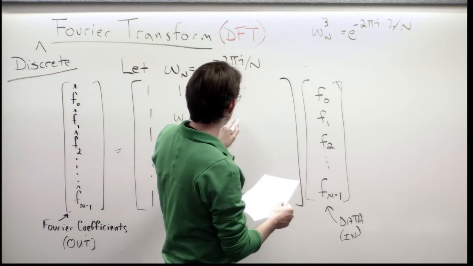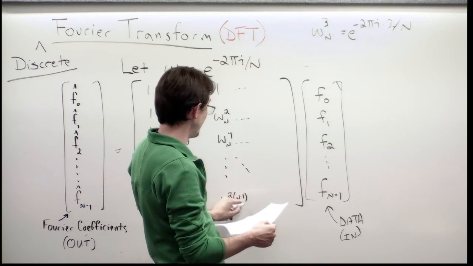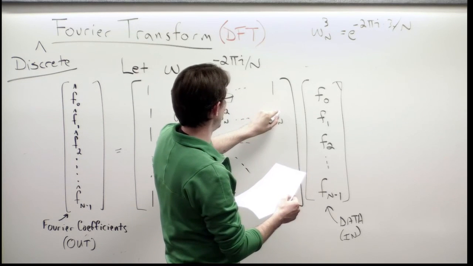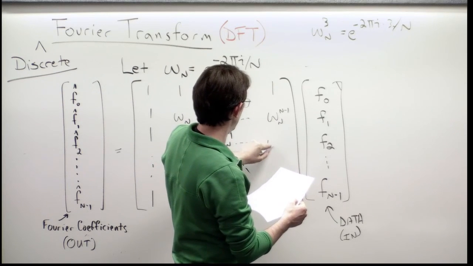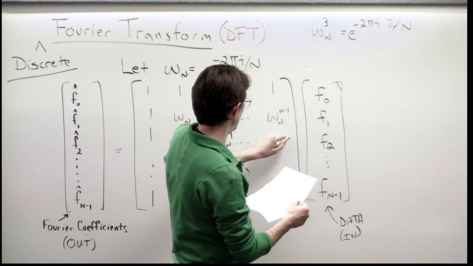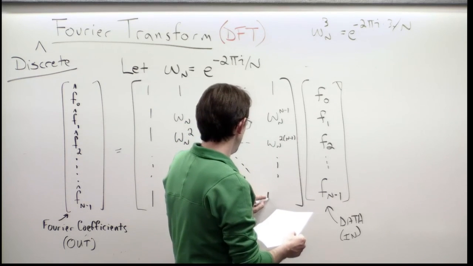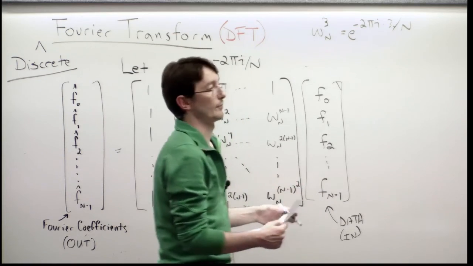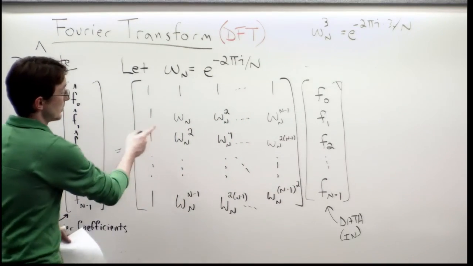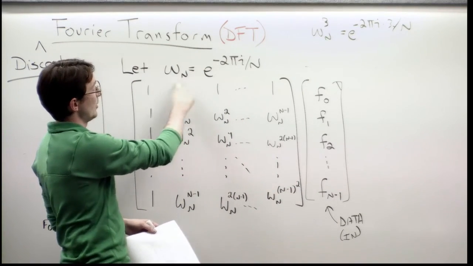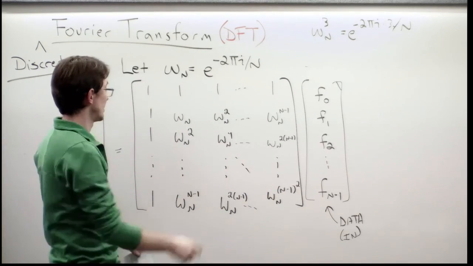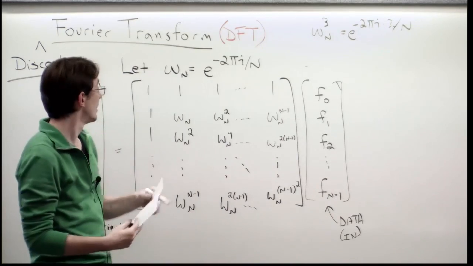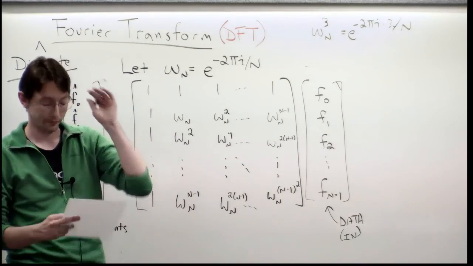Dot, dot, dot. This is a really big matrix. And then we get 1, omega n to the n minus 1, omega n to the 2 times n minus 1, omega n to the power n minus 1 squared. Now, this is actually a really easy matrix to compute because I know omega n. So it's easy to compute omega n to the fourth or to the ninth or whatever I want. I can compute that.